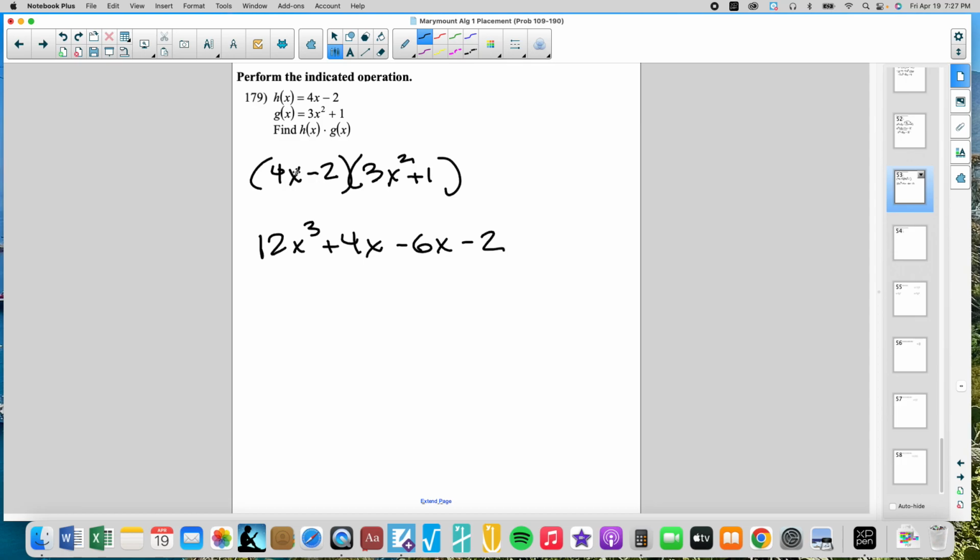Nope, I made a mistake. 12x to the third, 4x, this is negative 6x squared, that's negative 2. So 12x to the third minus 6x squared plus 4x minus 2 would be my answer.